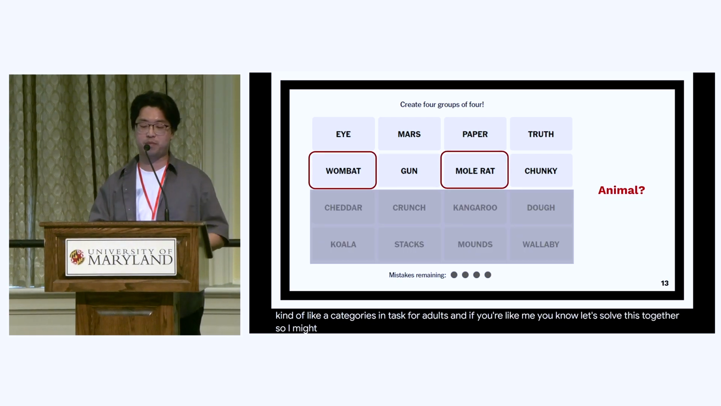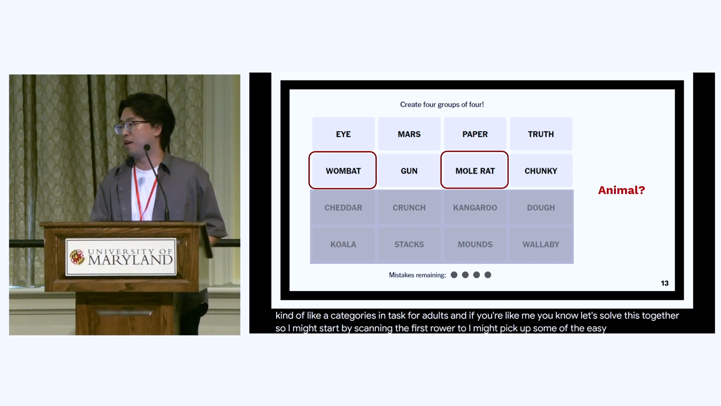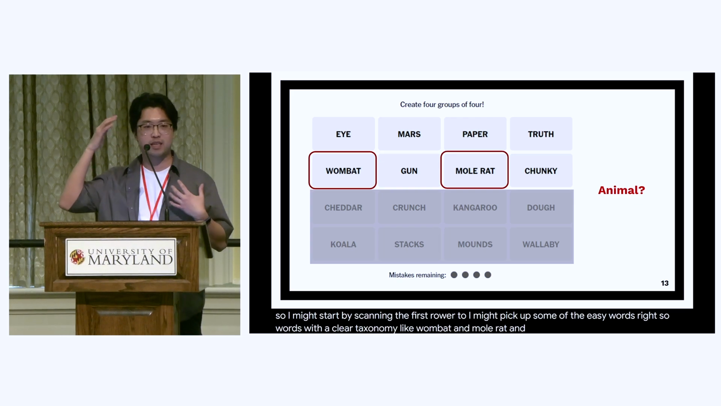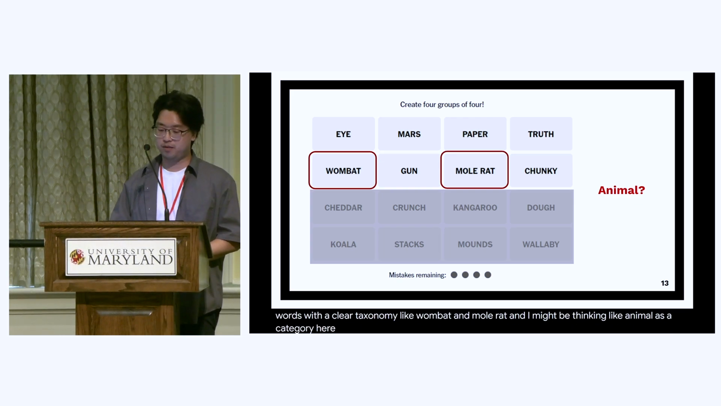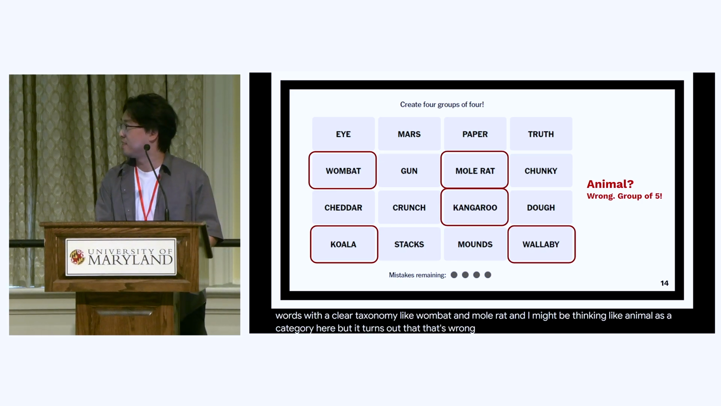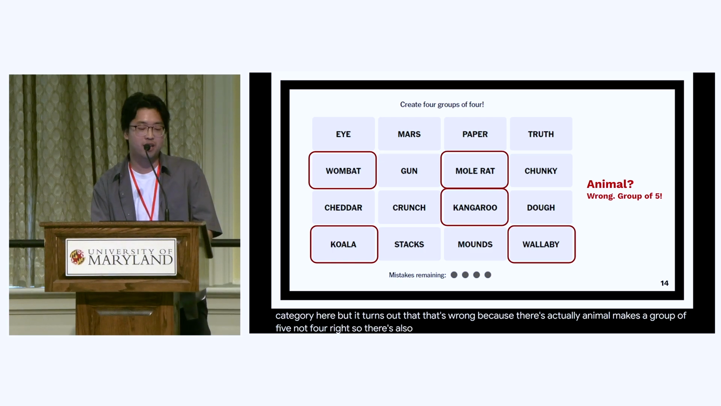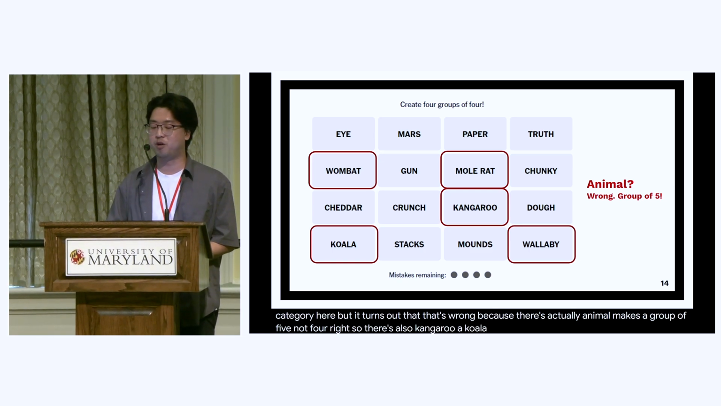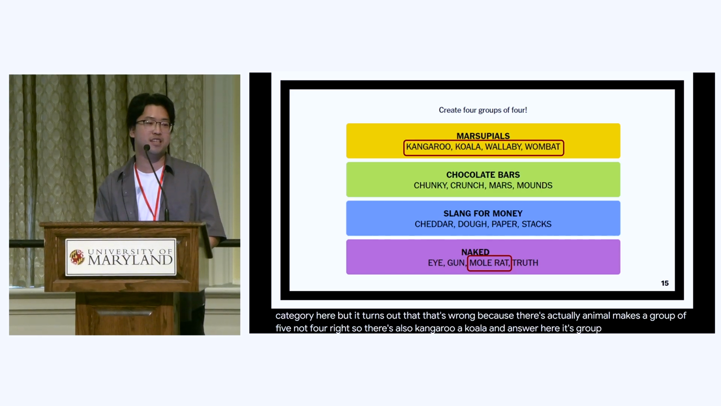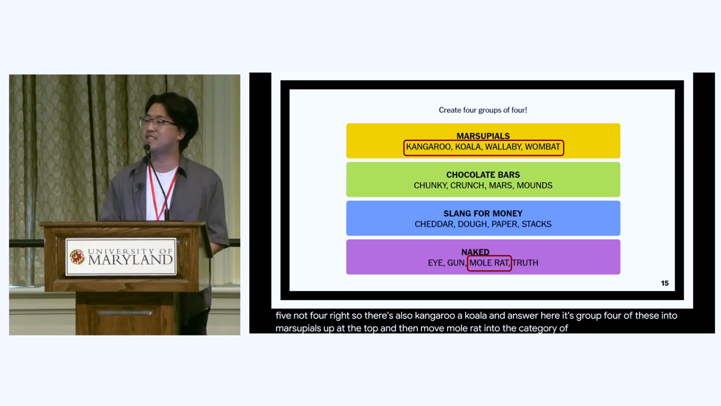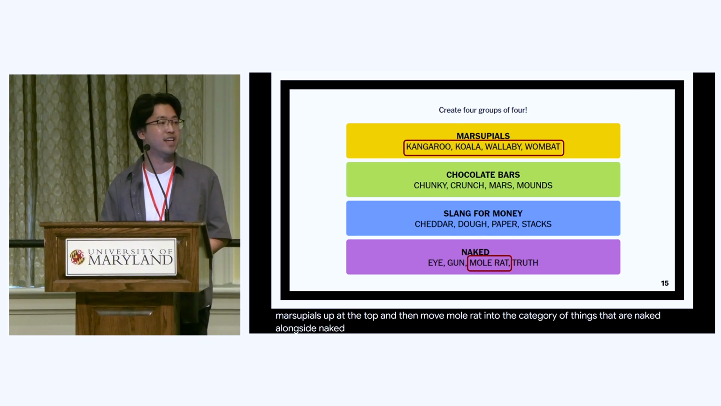So I might start by scanning the first row or two. I might pick out some of the easy words, right? So words with a clear taxonomy like wombat and mole rat. And I might be thinking of animal as a category here. But it turns out that's wrong, because animal makes a group of 5, not 4, right? So there's also a kangaroo, a koala, and a wallaby. And the answer here is to group 4 of these into marsupials up at the top, and then move mole rat into the category of things that are naked, alongside naked truth and naked eye, right?